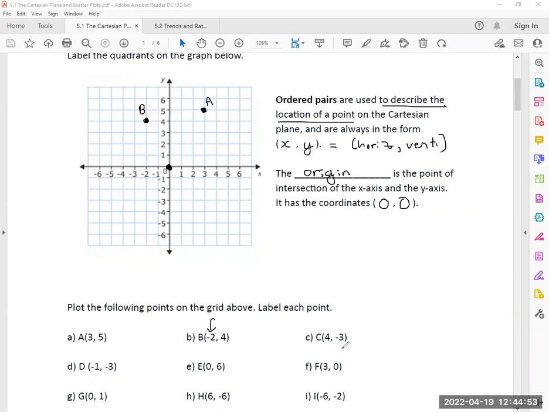What about C? My first number is a 4. My second number is a -3. The 4 represents horizontal. The -3 represents vertical. So because it's a -3, we're going down, down, and down. That's it. Continue on, please.